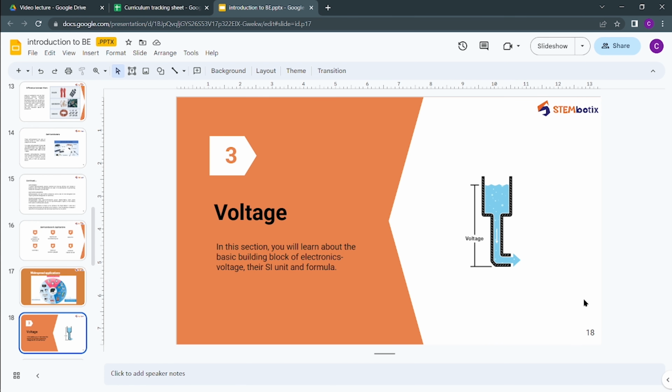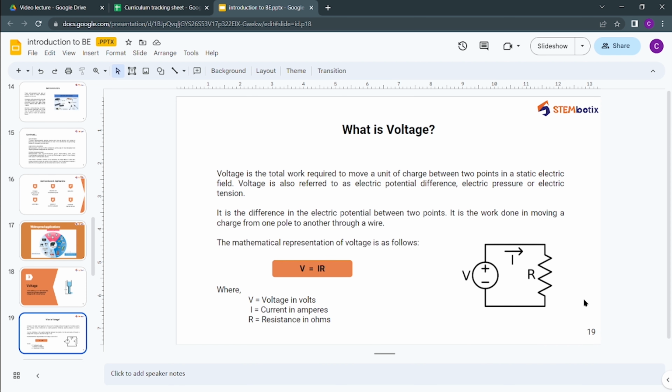Now moving forward to our third topic, which is voltage. In this section, you'll learn about the basic building block of electronics, voltage: its SI unit and formula. So let's move forward to what is voltage. Voltage is the charge between 2 points in an electrostatic field. Voltage is also referred to as electric potential difference. Electric potential difference between 2 points is nothing but voltage. It is the work done in moving charge from one pole to another through a wire. Meaning in a wire there is one end and a second end, and between these 2 points there is the work done, which is referred to as voltage.